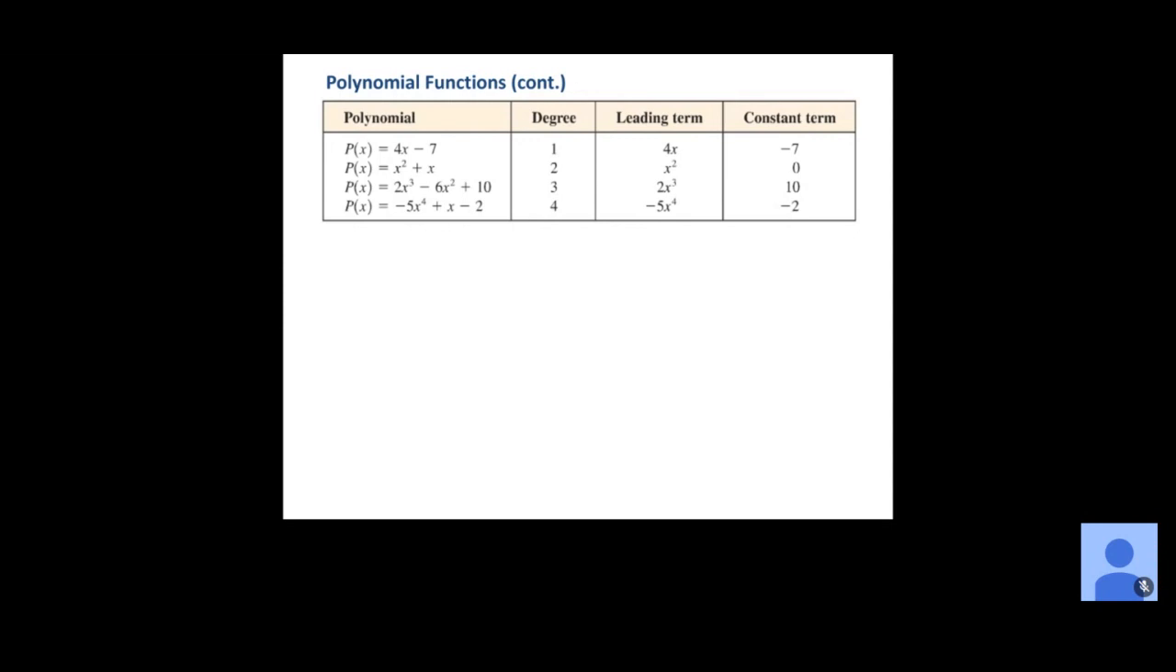And then finally, negative 5x to the fourth plus x minus 2. Degree would be 4 because that's our highest exponent. The leading term then is negative 5x to the fourth. And our constant term, again, we keep the sign with the number. That gives us a negative 2 there.